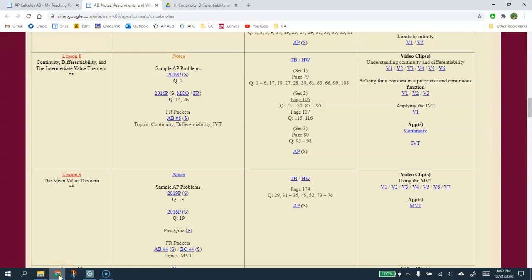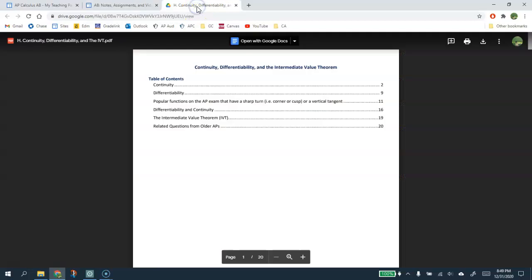Lesson number 8 is about continuity, differentiability, and something that ties in with both of these ideas called the intermediate value theorem. Before I get started, the notes can be found right over here. If you click on them, it'll open up into a link that looks like the following.